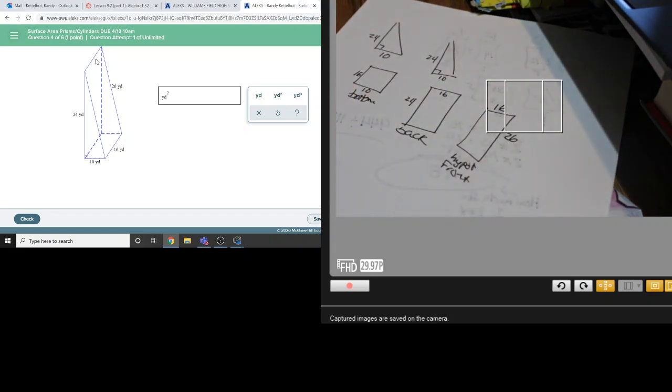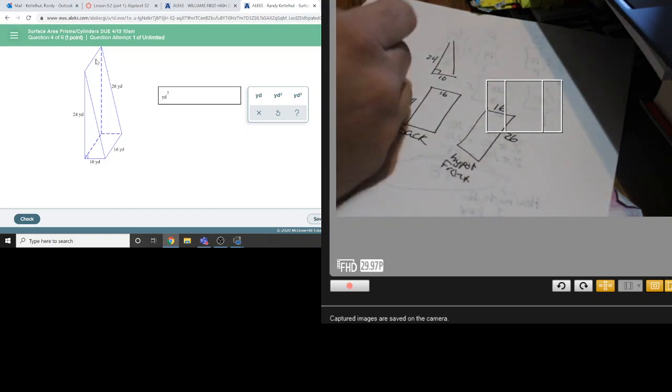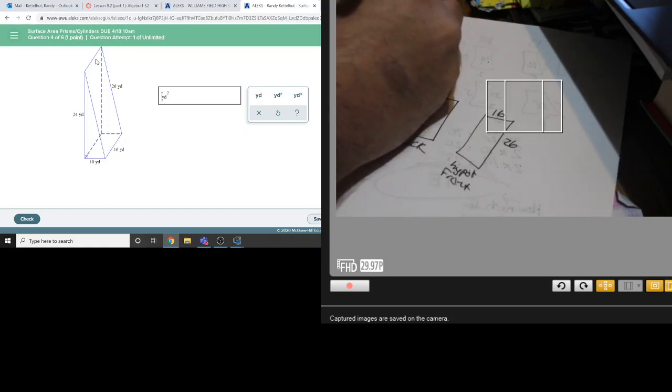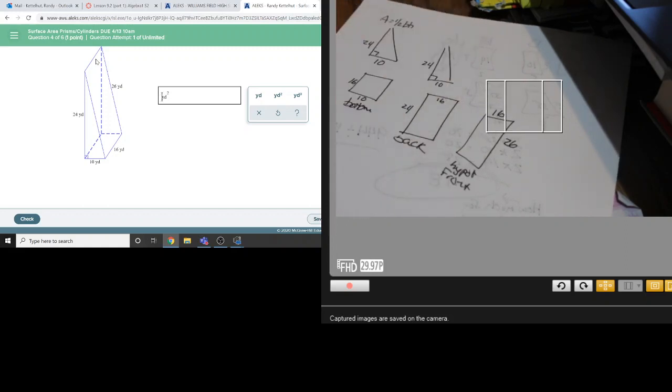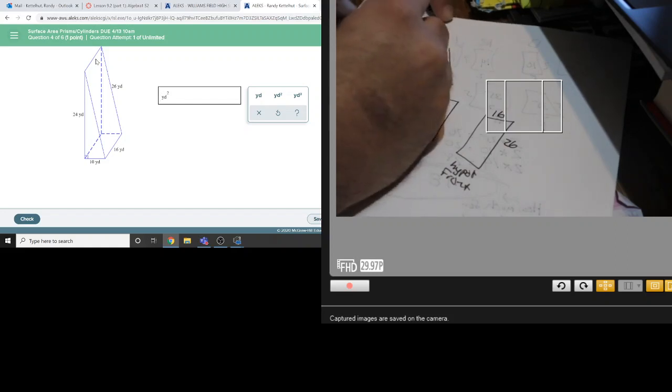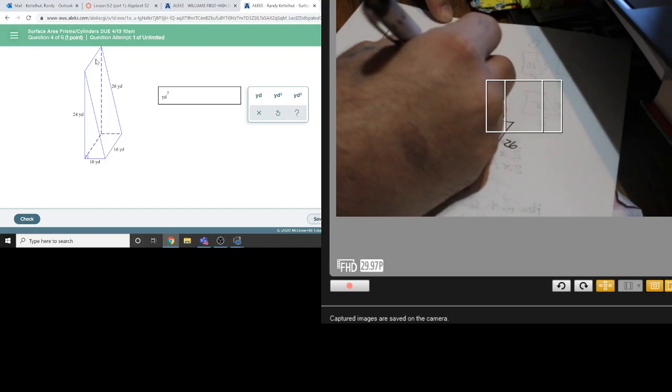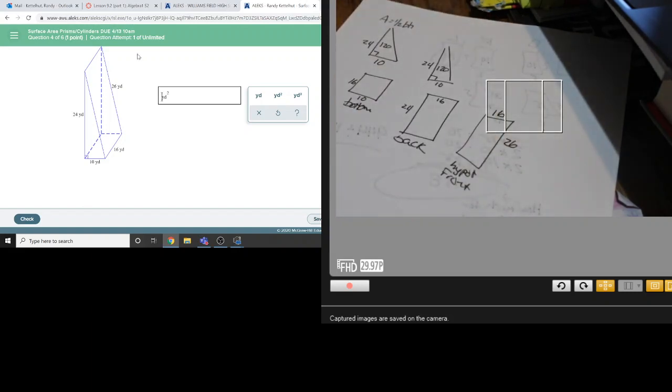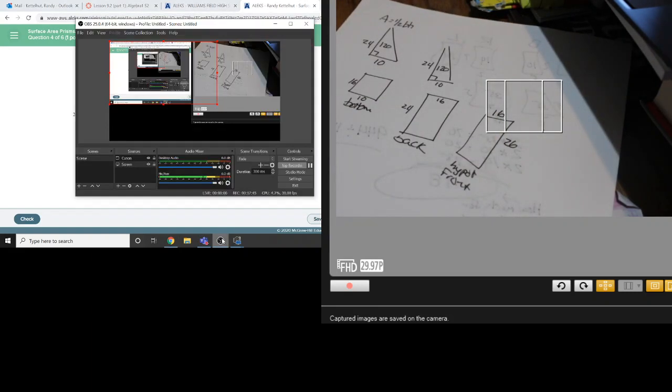So again, you're just finding the area of all these things and adding it together. Area of a triangle is 1/2 base times height. So you got 24 times 10 divided by 2. This is 120. Both triangles are the same. You can do the math again if you really want to.